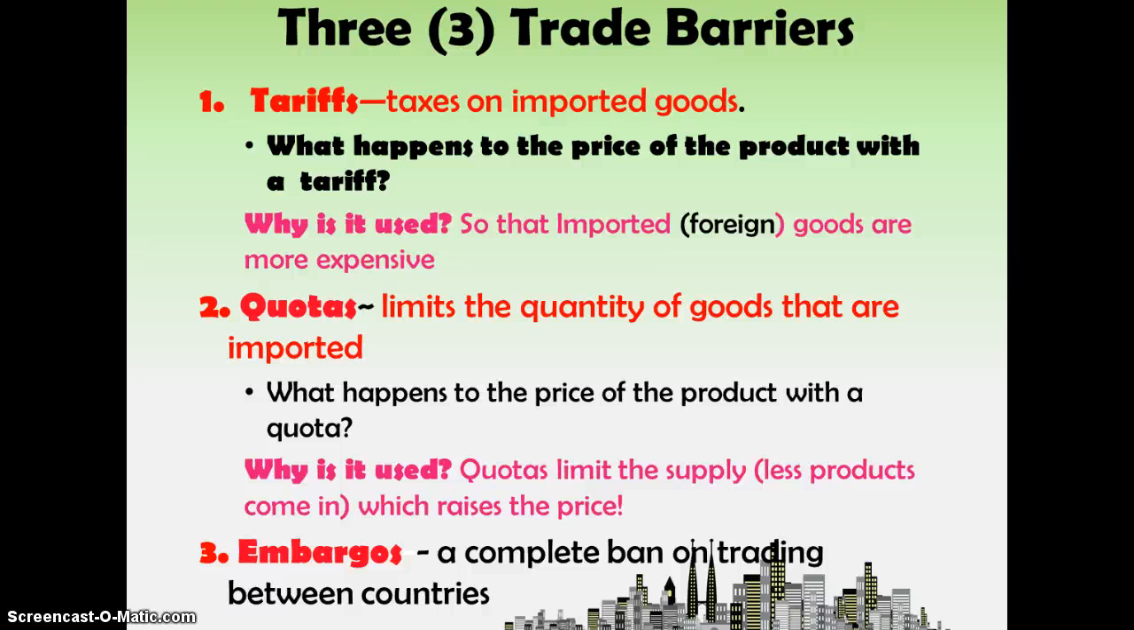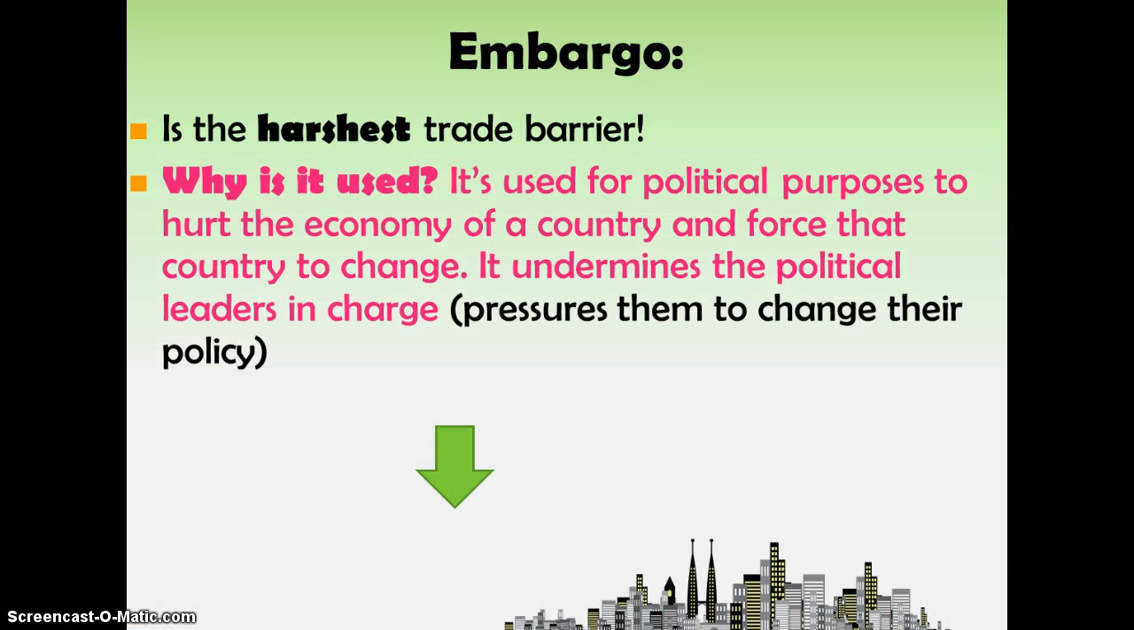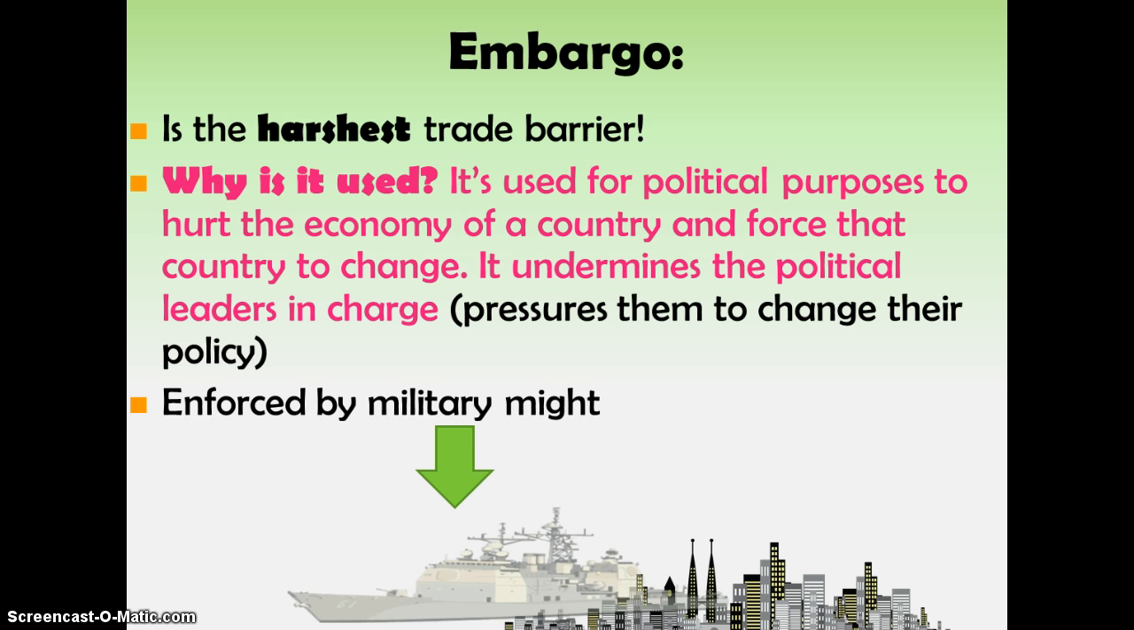An embargo is a complete ban on trading imports and exports between countries. So why would we use an embargo? It's the harshest of all the trade barriers. Why is it used? It's usually used for a political purpose to hurt the economy of another country and force that country to make a change. And I'll give you an example in a second. It undermines the political leaders that are in charge. It puts pressure on them to change their policy. Sometimes it works, sometimes it doesn't. It's one of the best things to do, short of a war, to influence another country. It's usually enforced by the military.